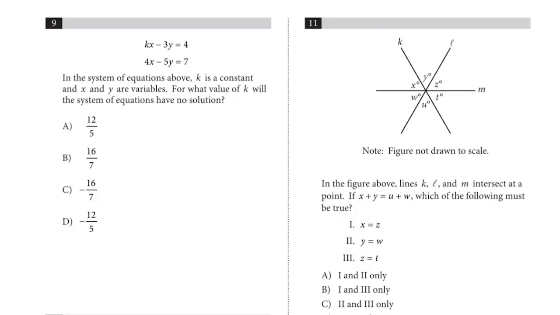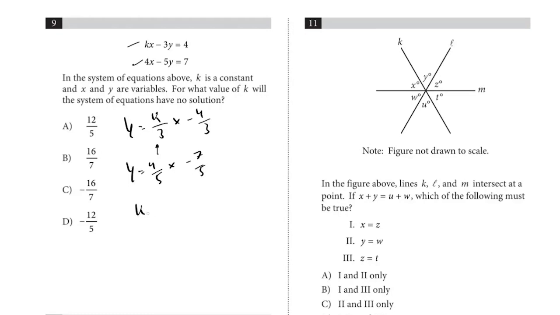Question 9. In the system of equations above, k is a constant and x and y are variables. For what value of k will the system of equations have no solutions? All right, so if there are no solutions, that means that the lines are parallel. So rewriting each equation into y equals mx plus b, or slope form, we'll get y equals k over 3 x minus 4 over 3, and that's for the first one. And then for the second one, we get y equals 4 over 5 x minus 7 over 5, right? And again, if there's no solutions, that means the slopes are equal.